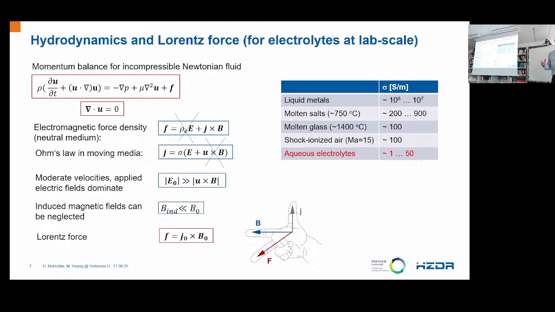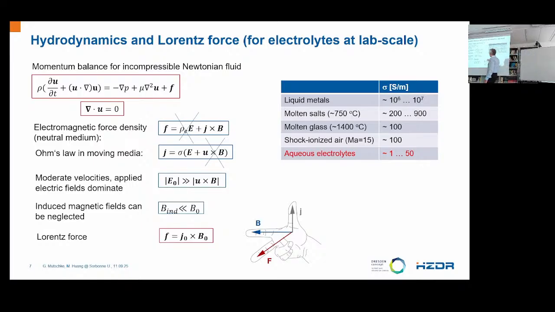And then from externally applied electric and magnetic fields, there's an electromagnetic force density resulting, which consists of an electrostatic part and the Lorentz force part itself. If you have a liquid that is electrically neutral, then that term vanishes and you are left with this part. For this part, you have to know something about the current density J, and this is defined by Ohm's law in moving media.